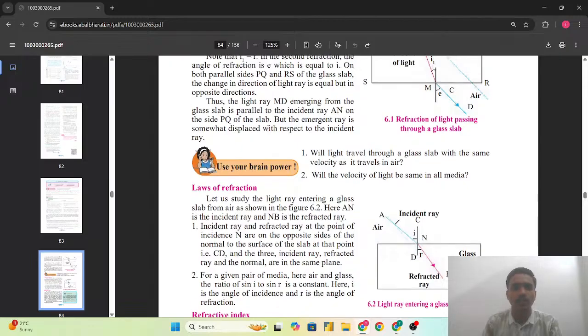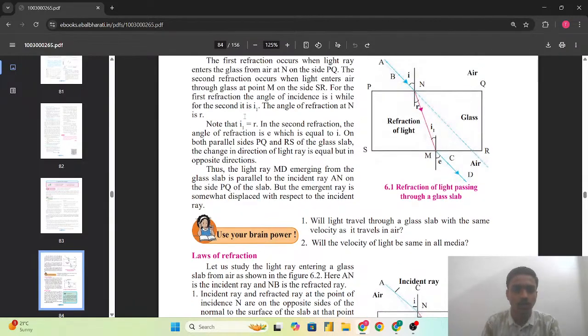Going ahead, note that I1 is equal to R. The second refraction, the angle of refraction is E, which is equal to I on both the parallel sides PQ and RS of the glass slab. The change in the direction of the light ray is equal but in the opposite direction. Thus, the light ray MD emerging from the glass slab is parallel to the incident ray AN on the side PQ of the slab, but the emergent ray is somewhat displaced with respect to the incident ray.